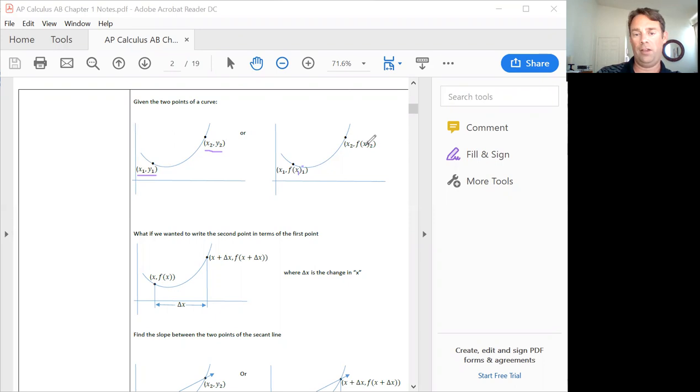And f of x sub 2. That 1 and 2 should have been in the parentheses there. So that's probably not the greatest thing in the world. We're just going to bleep that out there so you guys don't see that. So you can't even see it. Totally gone. So whether you use x sub 1, y sub 1, or x sub 1 and f of x sub 1, doesn't matter. They're all kind of the same thing.